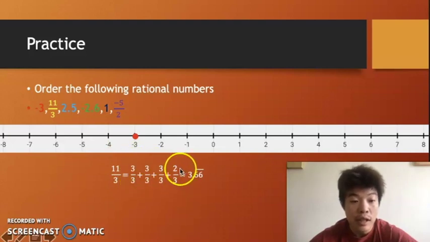And 2/3 is equal to 0.66 repeating. So 11/3 is the same as 3.66 repeating. So we put that on the number line, which is around here.